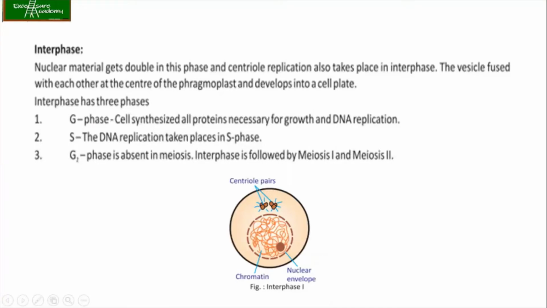Here the vesicles fuse with each other at the center of the phragmoplast and develop into a cell plate in the case of the plant. Okay. Now in the case of interphase, again 3 phases are there. So this we know, G1, S and G2. I'm not repeating. Okay.